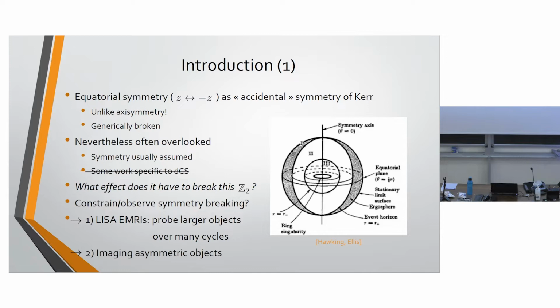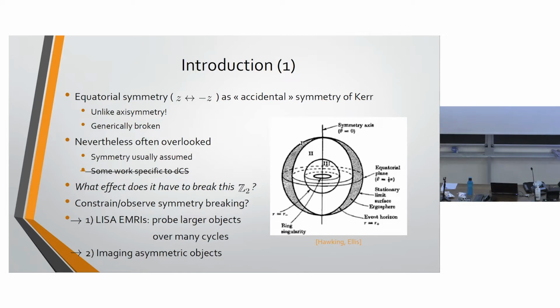But unlike axisymmetry and stationarity, equatorial symmetry is another symmetry of Kerr which is sort of accidental. There's no real deep reason for it to be there. Just to be really clear, this is like sending z to minus z, or reflection, mirroring around the equatorial plane at theta equals pi over 2. It says that the top and the bottom half of the Kerr black hole are the same, they are mirror images of each other. This is a symmetry, but it is accidental, and generically it's broken.